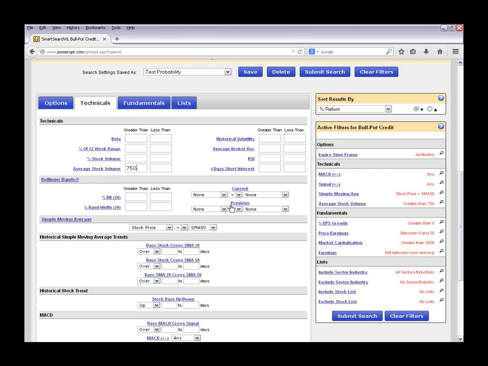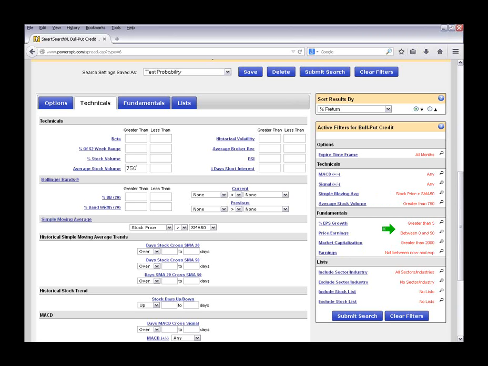Did we do anything that was really advanced? Not really. We told the system here we wanted to avoid securities that have earnings. We don't want any unnecessary surprises with our vertical spread. We're looking for stocks with good liquidity and market cap, mid to large cap stocks, and an average stock volume of 750,000 shares per day. We're looking for stocks in an uptrend, and we're looking for stocks with good growth.